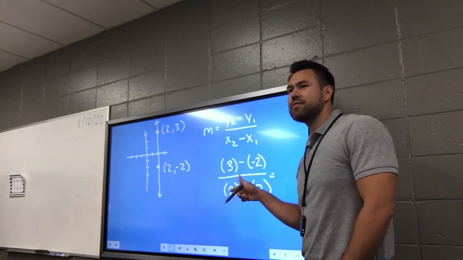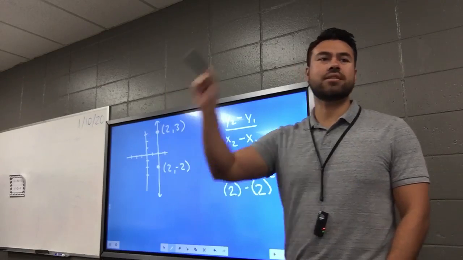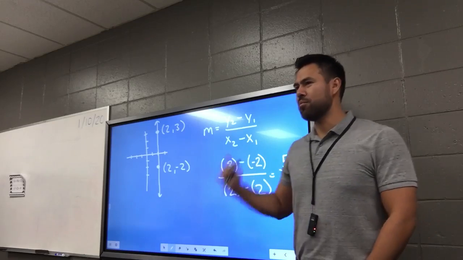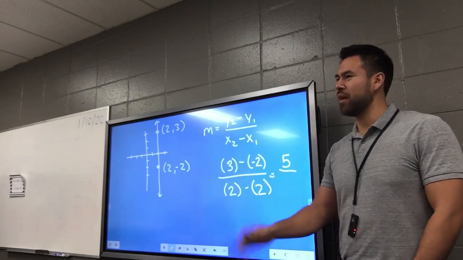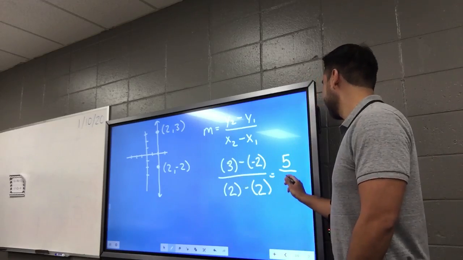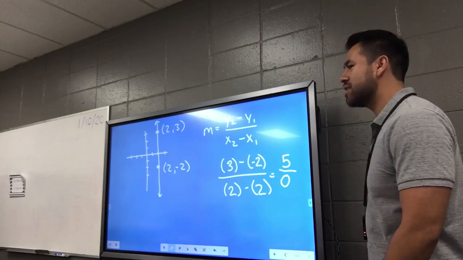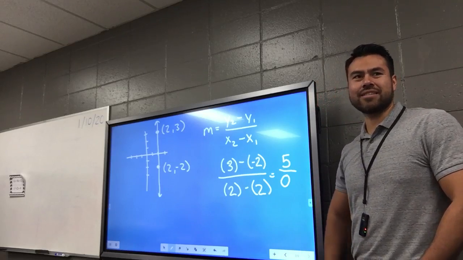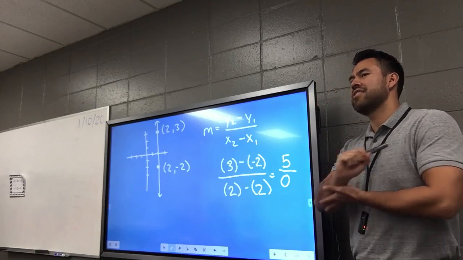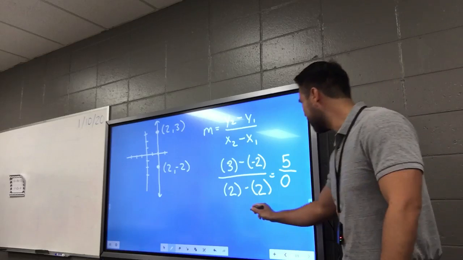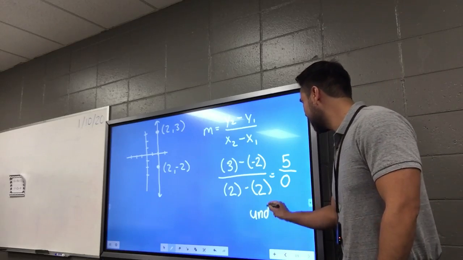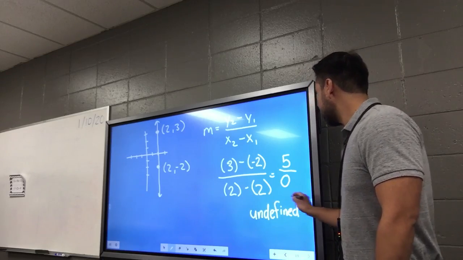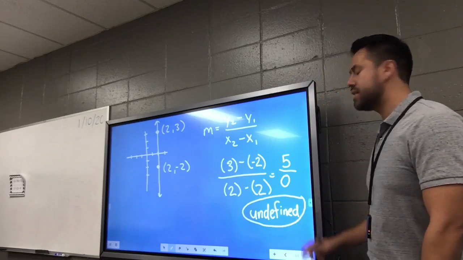3 minus negative 2 is the same thing as 3 plus 2, which is what? 5. 2 minus 2 is what? 0. Awesome. What's my value? No, absolutely not. It's not 0. Undefined. Oh, look at that. You already had the answer. Undefined. That's your slope. It's called undefined.